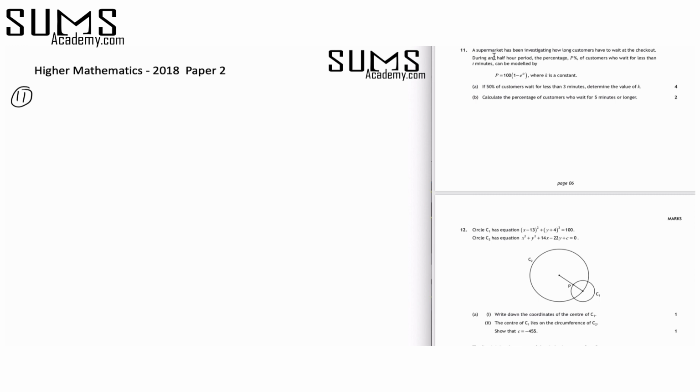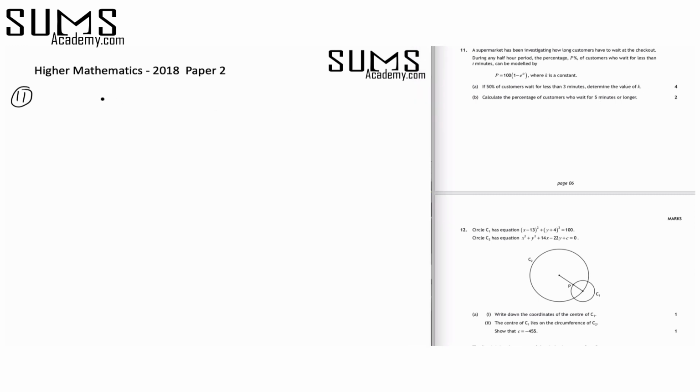Question 11. A supermarket has been investigating how long customers have to wait at the checkout. During any half-hour period, the percentage of customers who wait less than 15 minutes can be modeled by P equals 100(1 minus e to the kt), where k is a constant. Now the question. If 50% of the customers wait less than 3 minutes, determine the value of k.